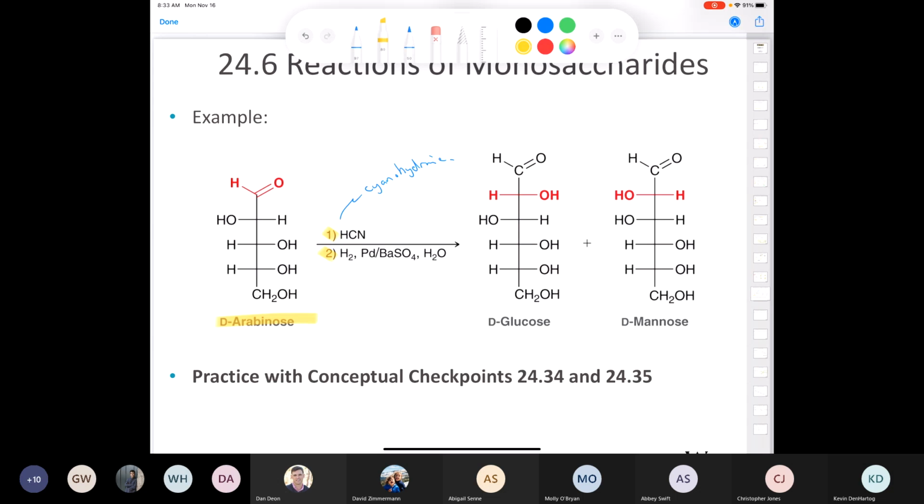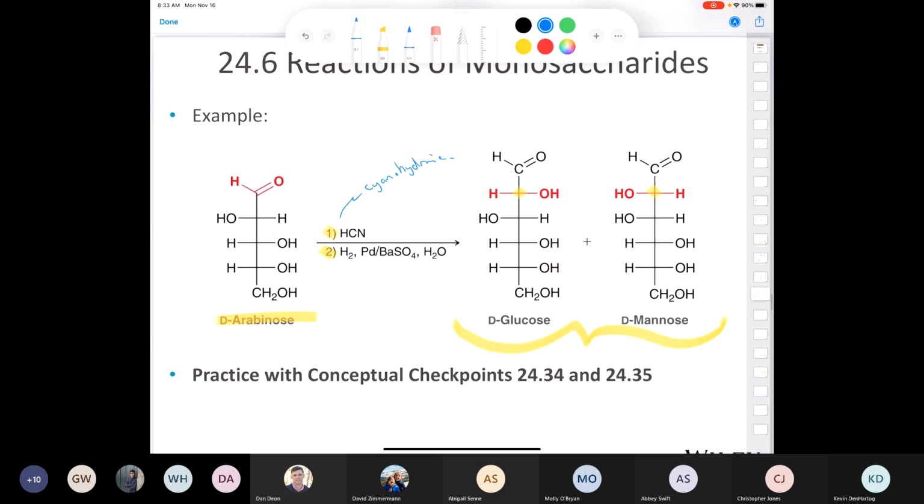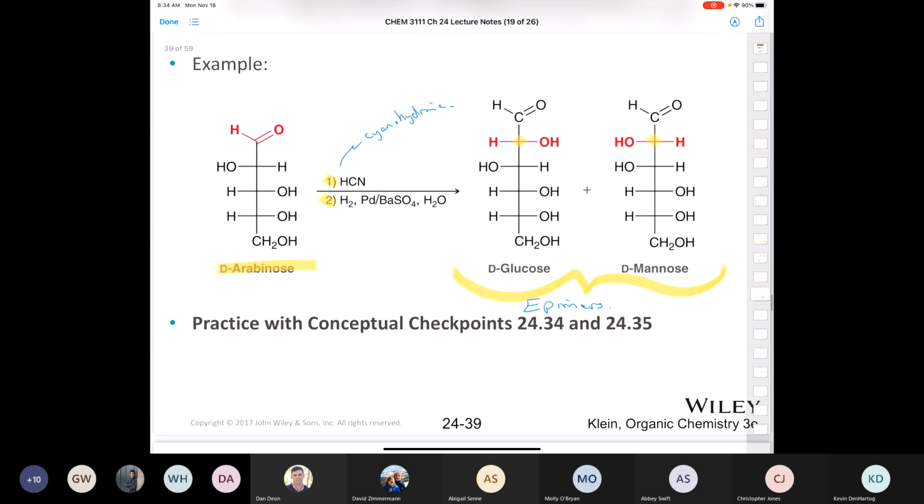But again, you end up with epimers, and we could even write that down here. These are diastereomers, but remember, since they only differ at one chiral center, we call these epimers of each other. And as far as how you would go about separating D-glucose and D-mannose, it can't be easy. I'm not even sure how you would do that. If you do some kind of chiral column or something, there's got to be a way.